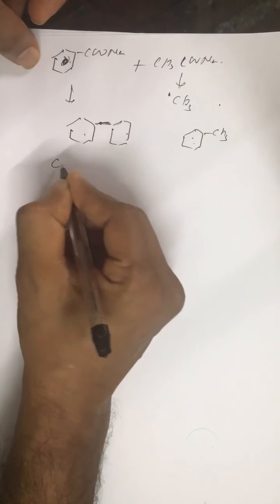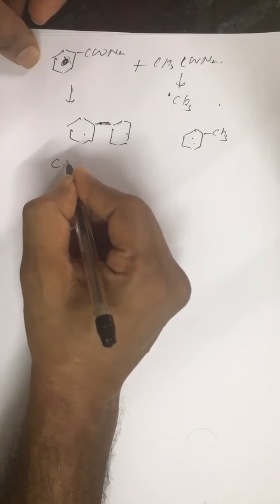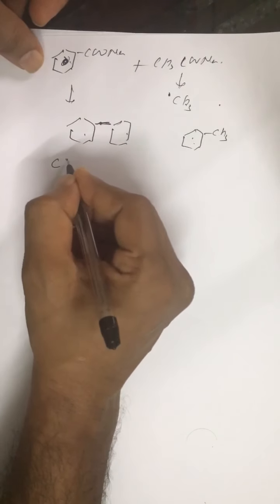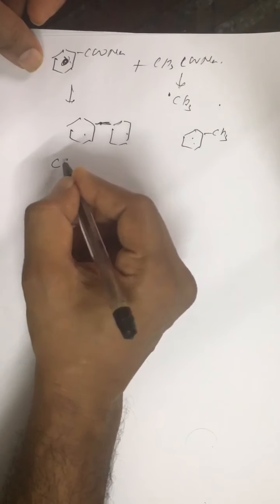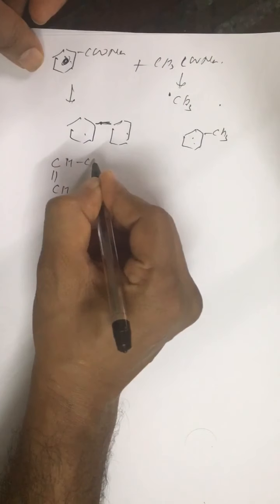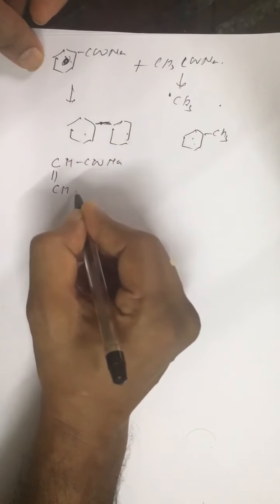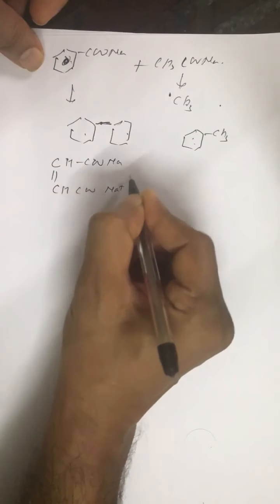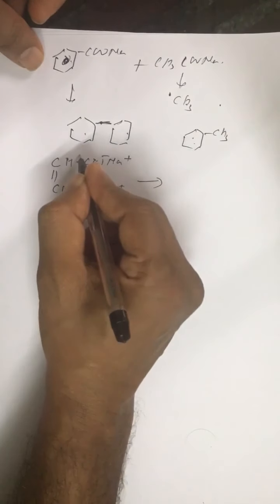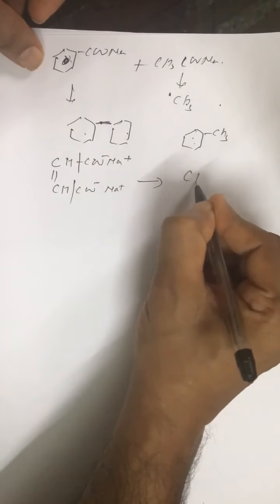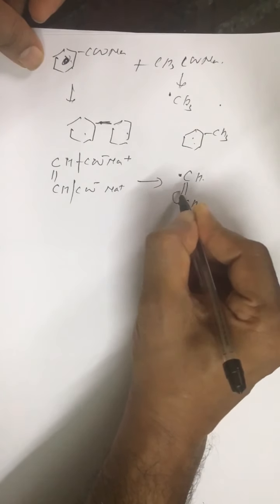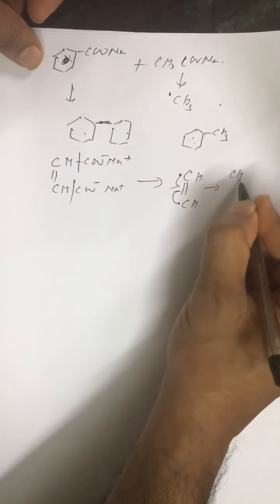And even if you have, say, maleic acid, that is CH=CH with COONa on each end. Maleic acid or fumaric acid, both are the same; they are geometrical isomers. Just remove the CO2 and you get CH free radical and CH free radical. Now add up these two free radicals and you get acetylene.